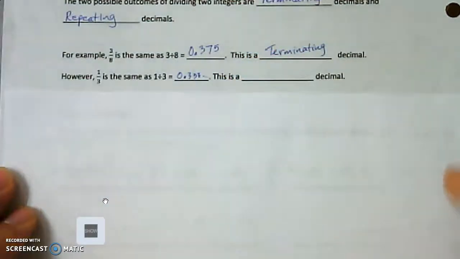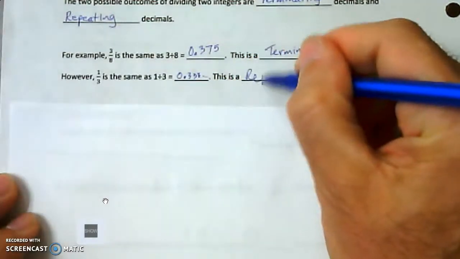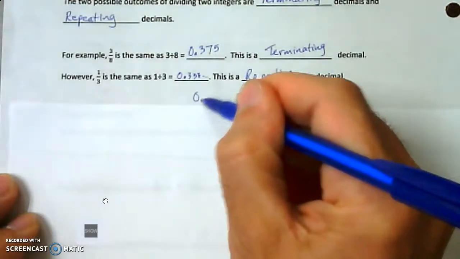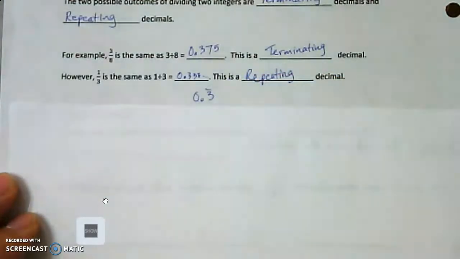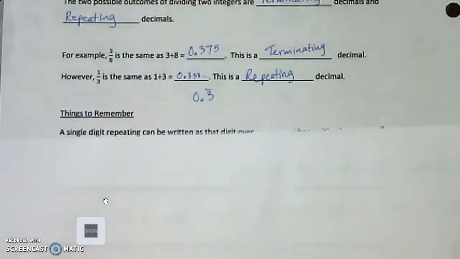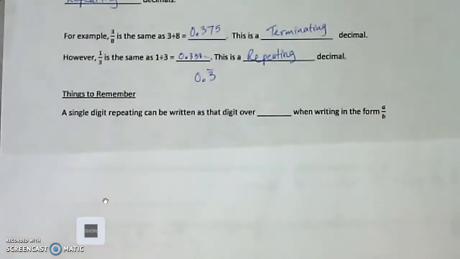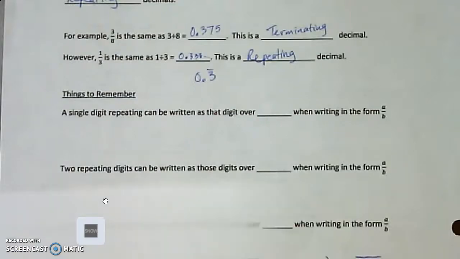It goes on and on and on. That is a repeating decimal. And you know you can write it as 0.3 with a little bar over it. Now, a little bar says that 3 repeats. I know some of this you've probably seen in 5th and 6th grade. But it's important, and we're going to talk about it now. So, last section.